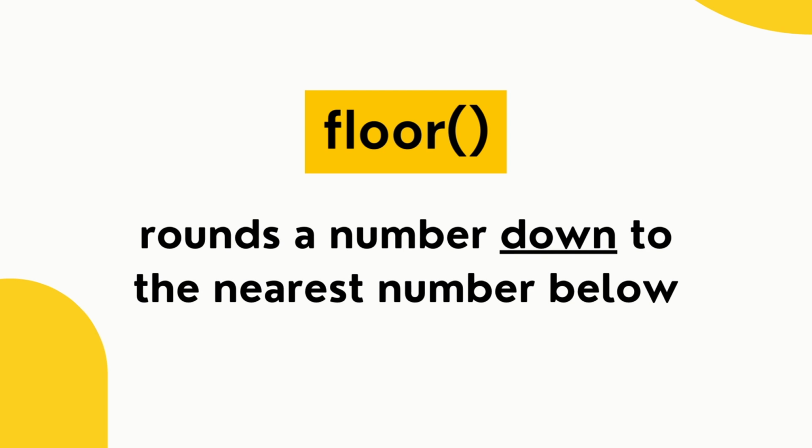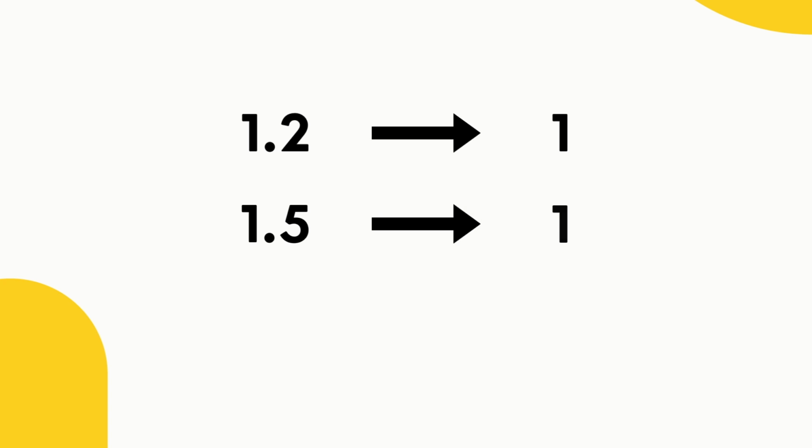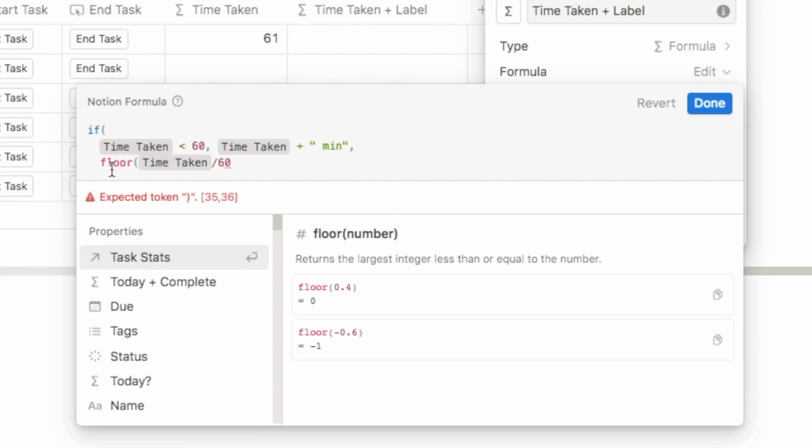So it's really similar to a round function, but it would always round it down. So if it was 1.2, it would be rounded to 1. If it was 1.5, it would also be rounded to 1. If it was 1.99, it would also be rounded to 1. That is how the floor function works.